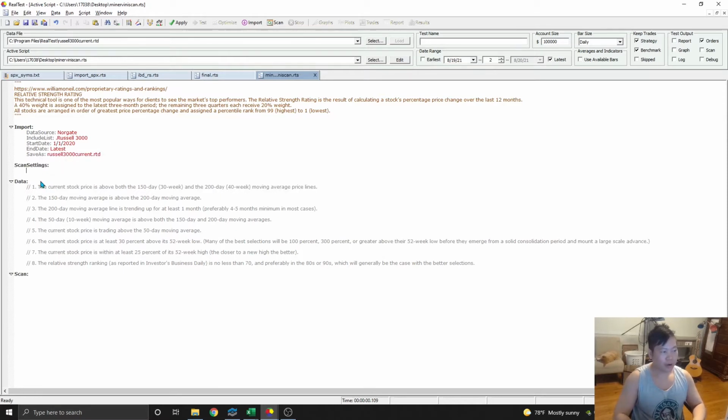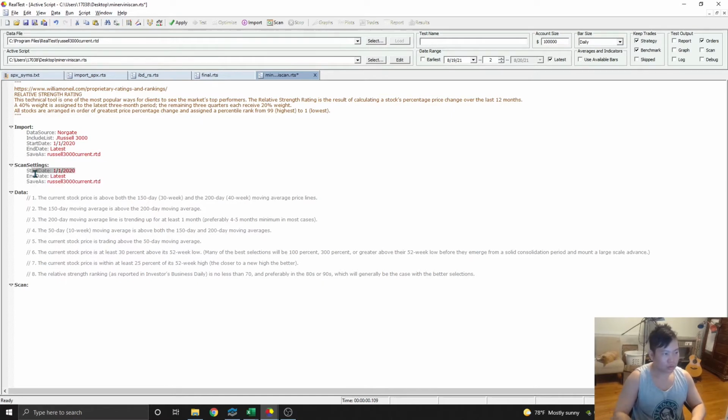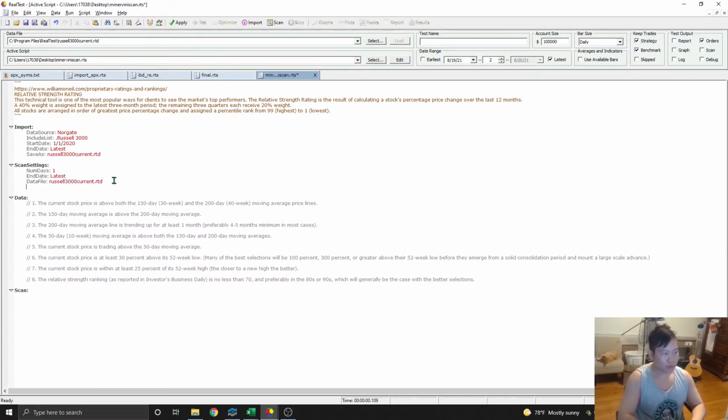Alrighty. Okay, now for our scan settings. We're going to give it a num days of 1 because we want to run this for the most recent day. Use available bars false. This is a default, but what this does is it's not going to try to calculate the indicators if we don't have enough bars for it. So for example, if we wanted to calculate the 200-day moving average, but we don't have 200 bars for a particular symbol, it's just going to give it not a number, which is what we want.